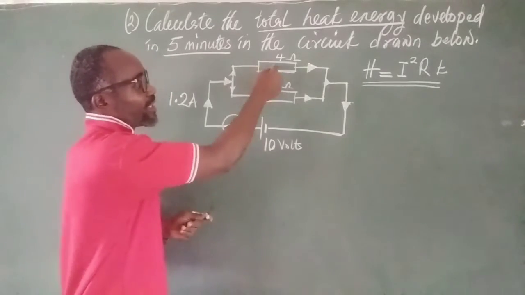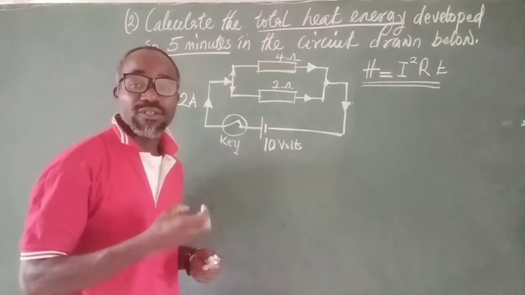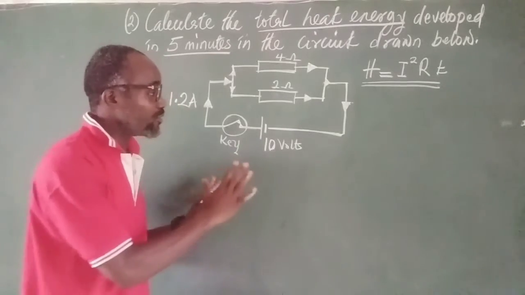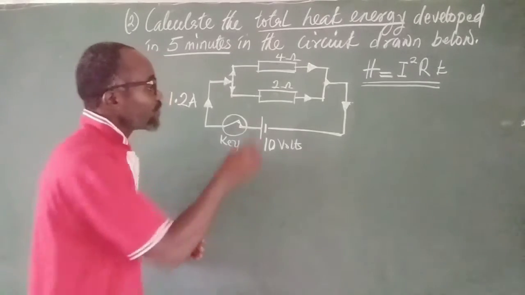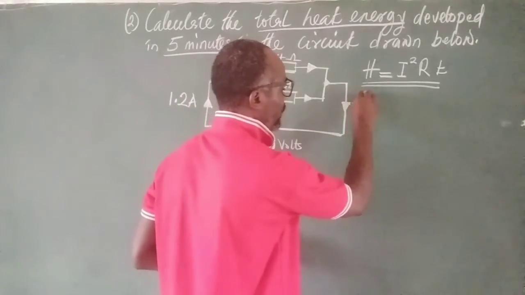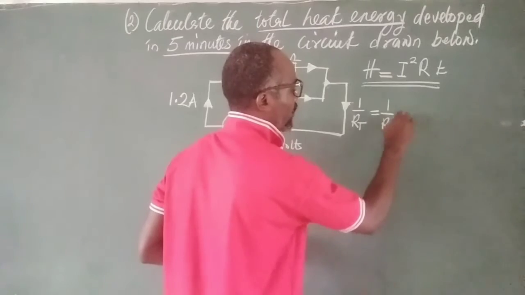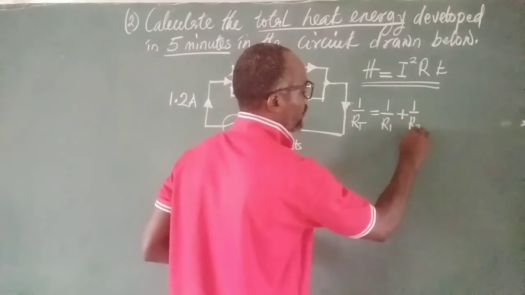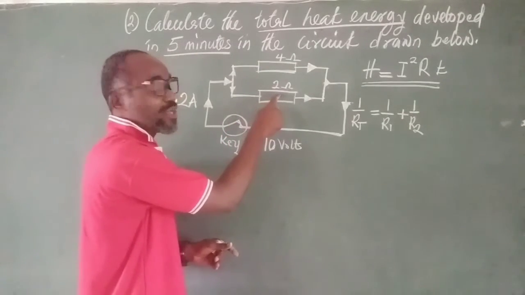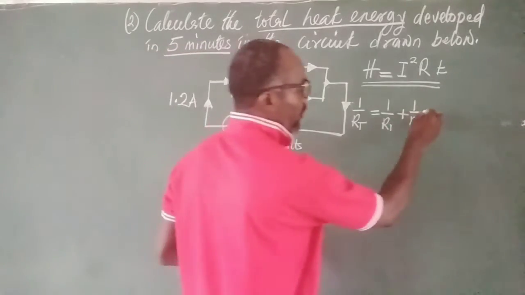We should also know that resistors connected in parallel always assume different current values, but the same voltage values. So let's quickly calculate the total resistance offered in a parallel section. That is 1 over RT equals 1 over R1 plus 1 over R2, representing the first resistor with its resistance of 4 ohms and the second resistor with its resistance of 2 ohms respectively.